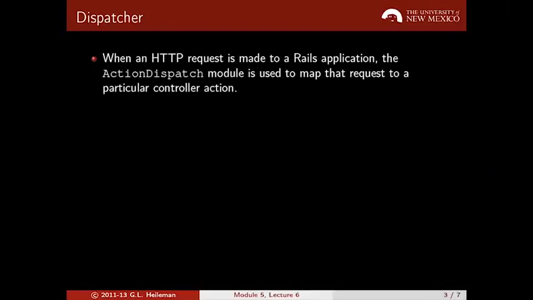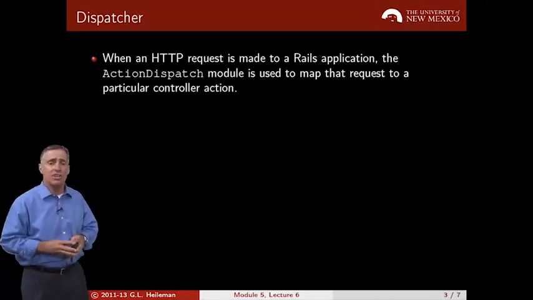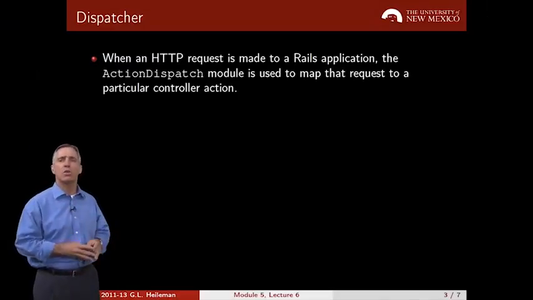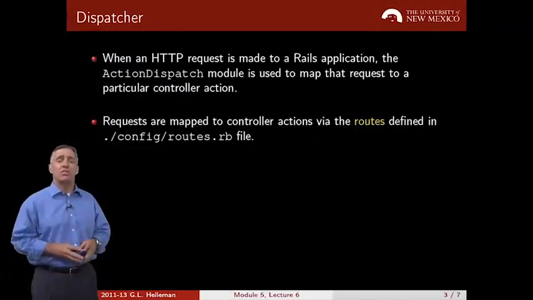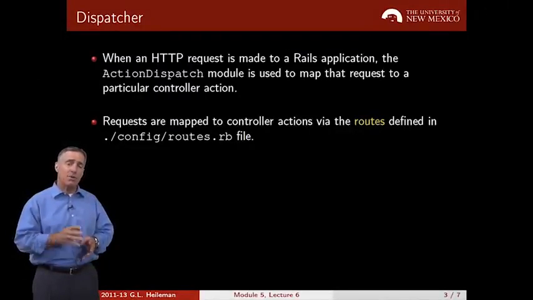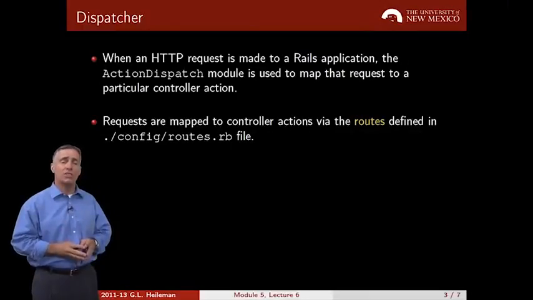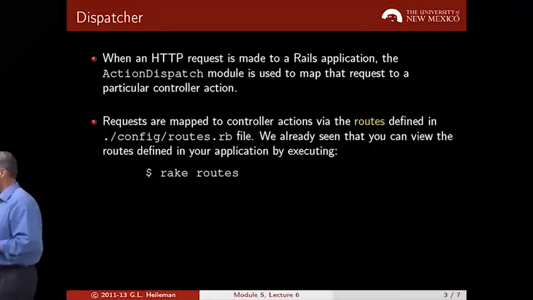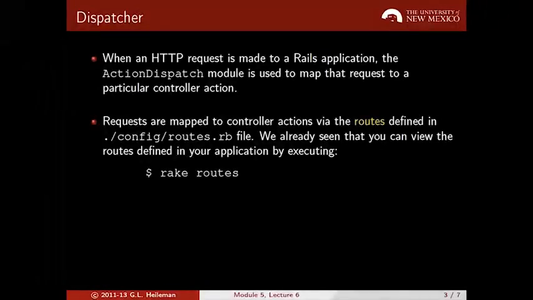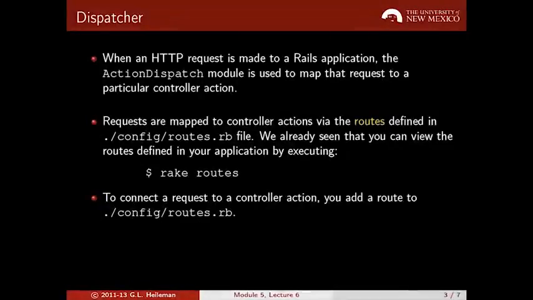So when an HTTP request is made to a Rails application, the Action Dispatch module kicks in. What it does is map a request to a particular controller action. Requests are mapped to controller actions through routes, which we've already seen. The routes are defined by going to config from the root of your Rails application, and then routes.rb. Open that up, and you'll see the routes that are defined for your Rails application. Type rake routes, as I said, and you'll see a listing of all the routes that are currently defined for your application.